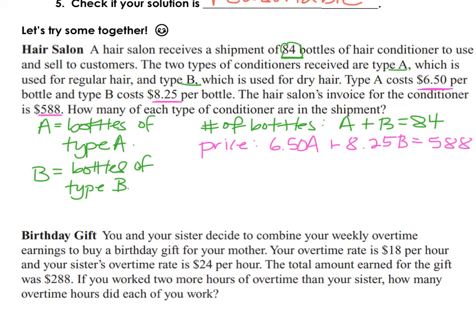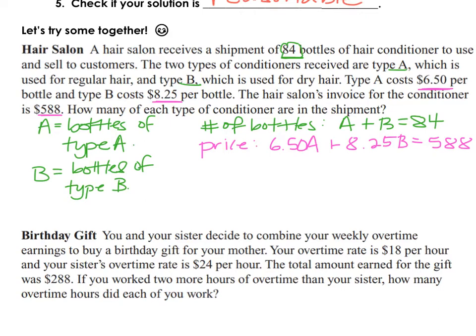Taking a look at the green row and the pink row, we have a system of two equations. A plus B equals 84. 6.5A plus 8.25B equals 588. Once you create your system, solve by either substitution or elimination. As I look at this, I know substitution would probably be pretty easy. I'm going to go ahead and try elimination though.